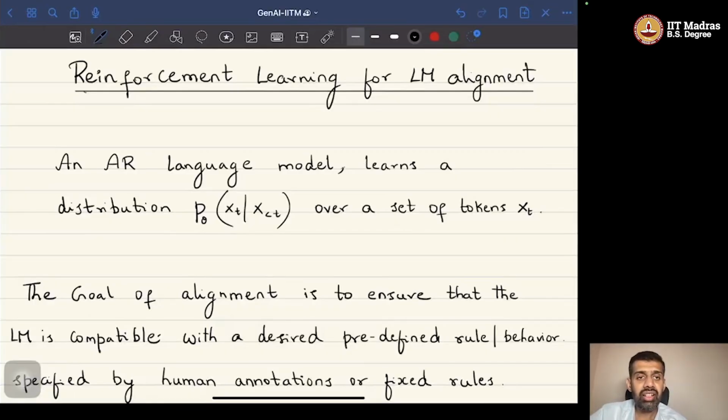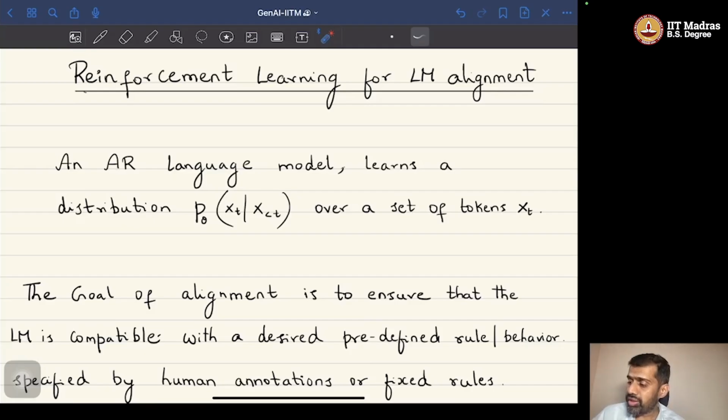Hello everyone. In this set of lectures, we will be discussing the reinforcement learning methods for alignment of language models. Now, as we have seen in the previous sessions, an autoregressive language model learns a distribution over a set of tokens x_t coming from a vocabulary. Specifically, it learns to predict the probability of a token x_t given that a previous set of tokens denoted by x_{<t} have already appeared.